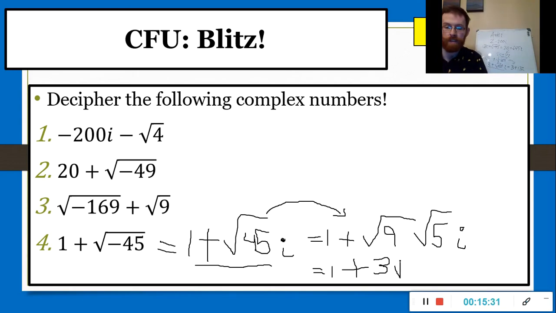Square root of 5, there's nothing you can do, so I'm just going to leave it as the square root of 5 times i.